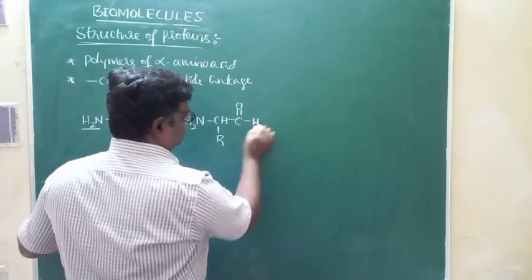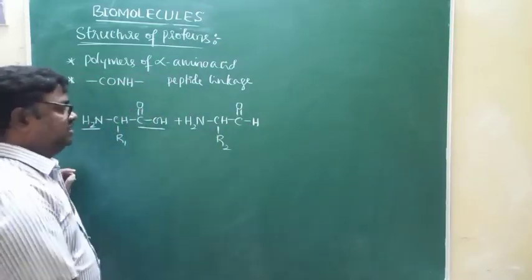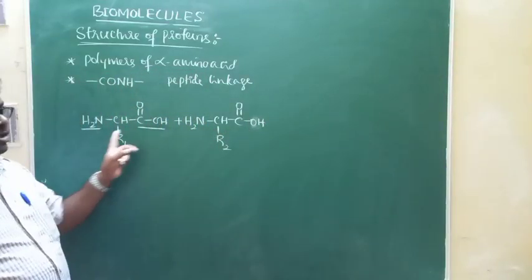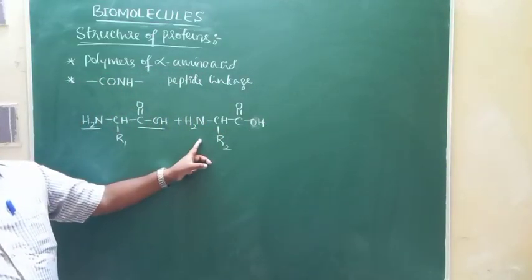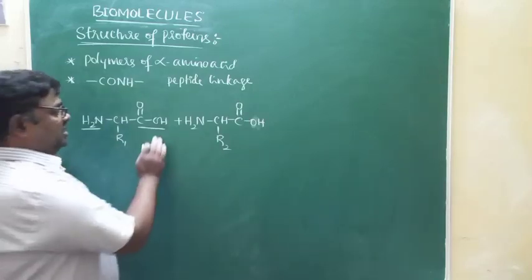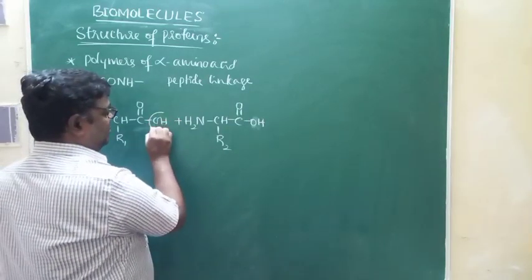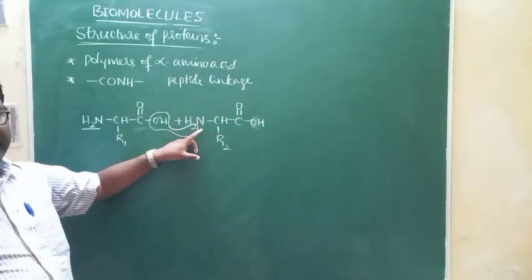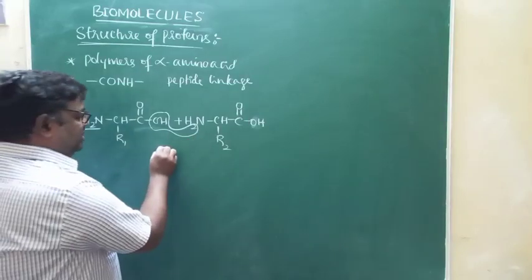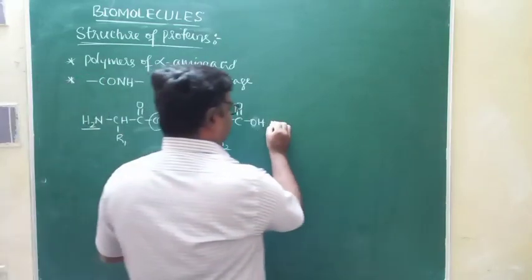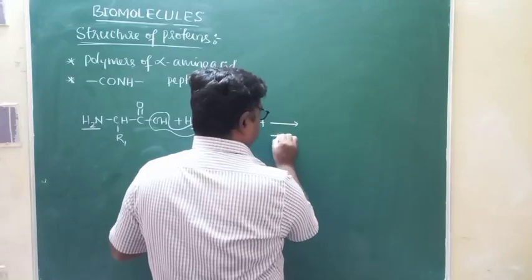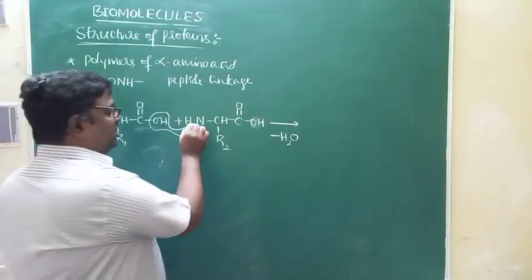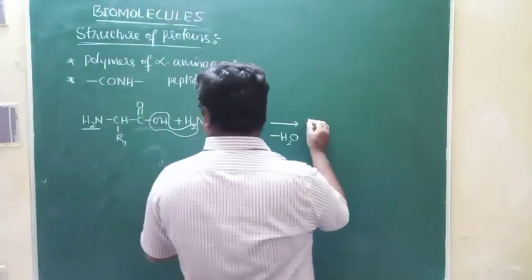Look at this. This is one more amino acid. When two same or different alpha amino acids undergo condensation, the carboxyl group of one amino acid is condensed with the amino group of another amino acid. That results in the formation of a product by the loss of a water molecule. The reaction involves removal of a water molecule that results in the formation of a product.